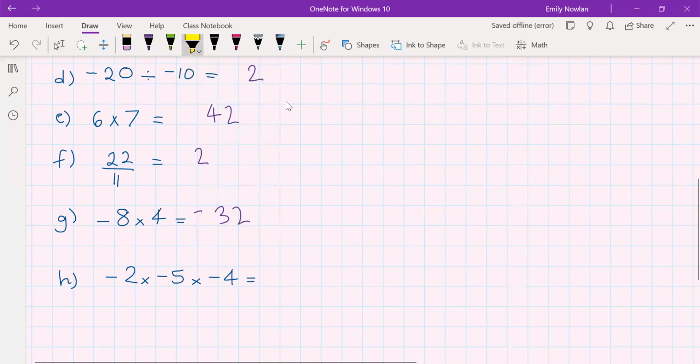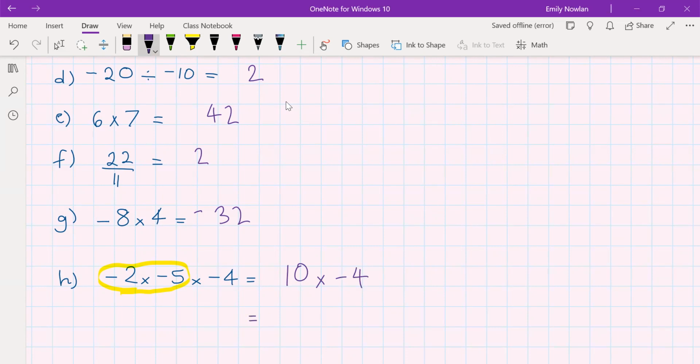So I'm going to do this one in pieces. I'm going to start by doing this bit first. So it's -2 times -5. That is 2 5s are 10, but because it's a negative times a negative, it's positive 10. So the question becomes 10 times -4. Now I have 10 times -4. 10 4s are 40, but because one of them is a negative, the answer is -40. Hope you went well.